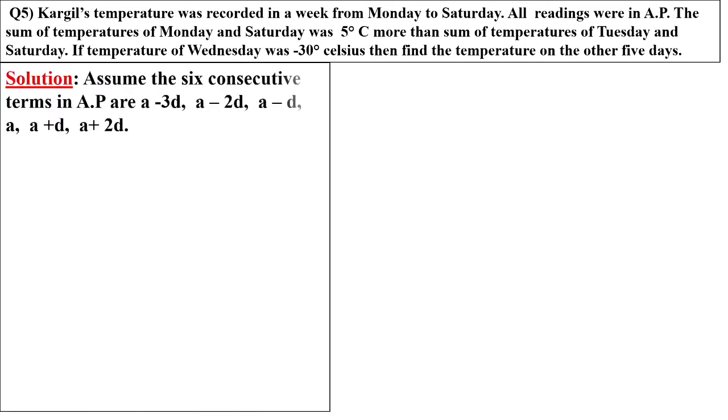So first of all we have to assume 6 consecutive terms in AP. Why are we taking 6? Because 6 days are there from Monday to Saturday. The 6 consecutive terms are a minus 5d, a minus 3d, a minus d, a plus d, a plus 3d, a plus 5d. This you have to remember, the 6 consecutive terms. It will not be given in the exam.